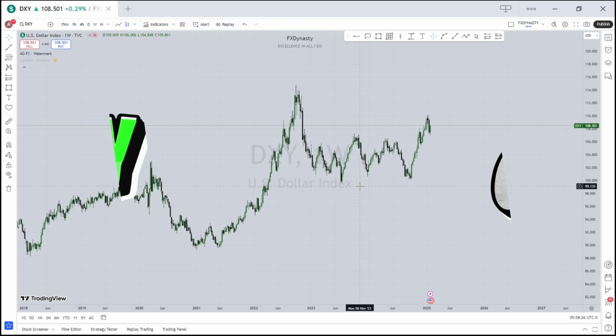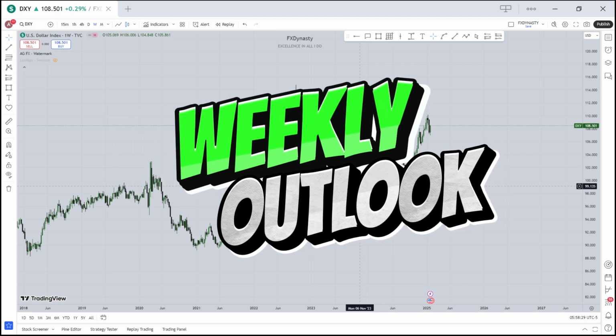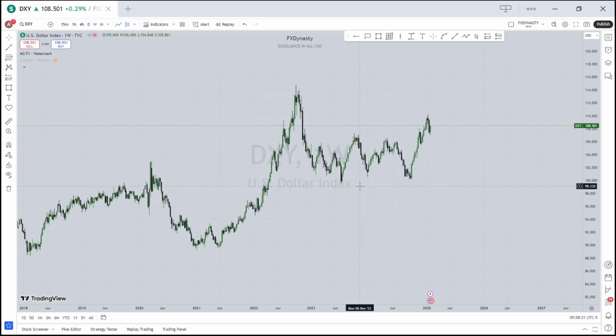This is our weekly outlook on DXY, GBPUSD and then the EURCAD. Last week was not actually a great week because there was consolidation on GBPUSD and the EURCAD. So hopefully this week we'll be able to get some volatility coming into the marketplace.